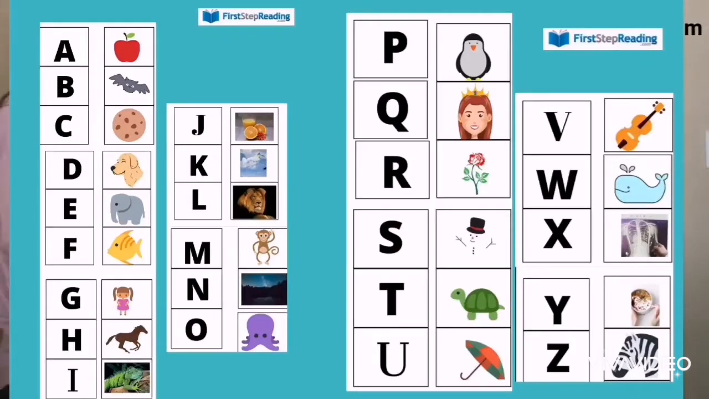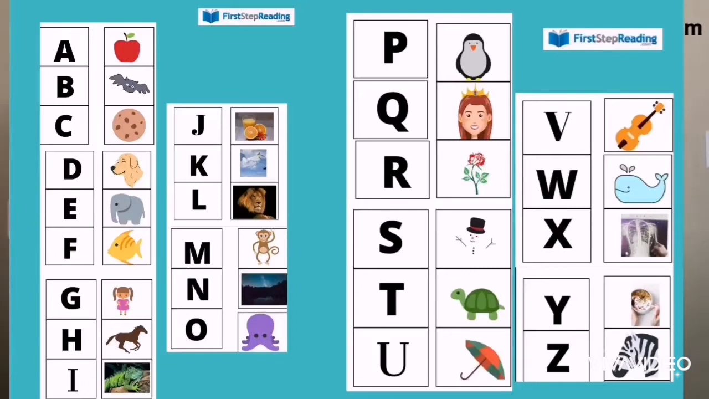The R says rrr, like penguin, queen, or rose. The S says sss. The T says t, t, t, t, t. The U says uh, like snowman, turtle, or umbrella.